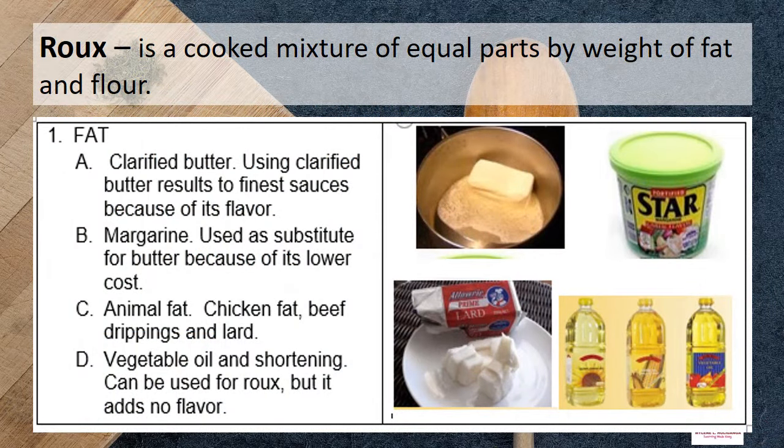Roux is a cooked mixture of equal parts by weight of fat and flour. For fats, you can use clarified butter. Using clarified butter results in finer sauces because of its flavor. You can also use margarine, used as a substitute for butter because of its lower cost. Third is animal fat: chicken fat, beef drippings, and lard. And you can also use vegetable oil and shortening. These can be used for roux, but they add no flavor.